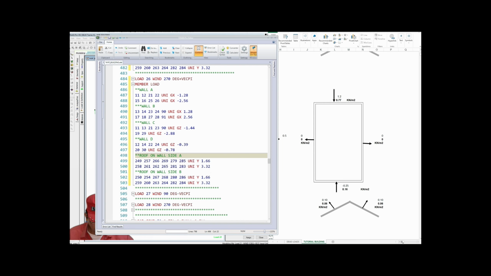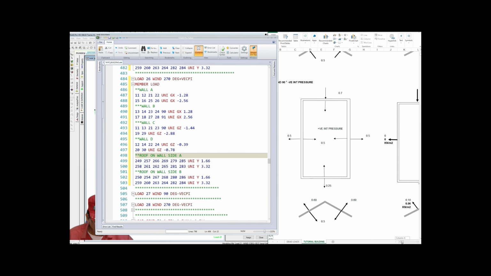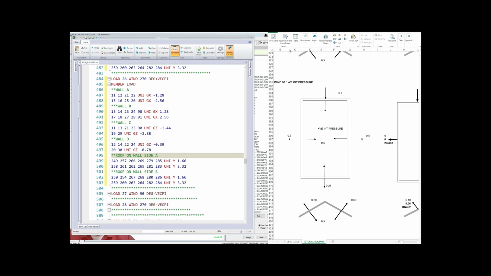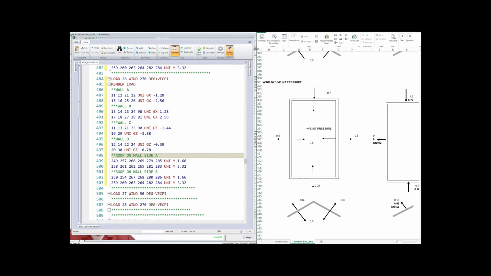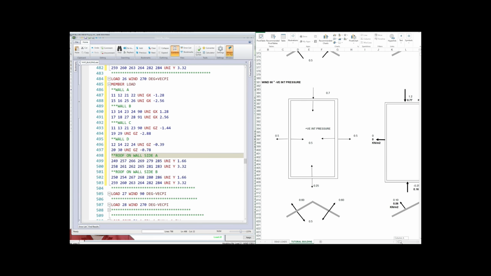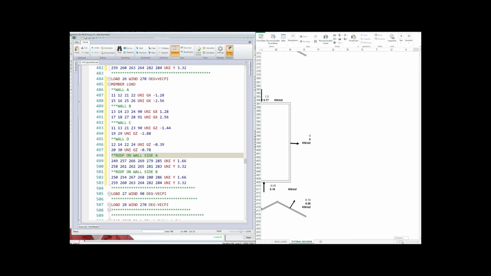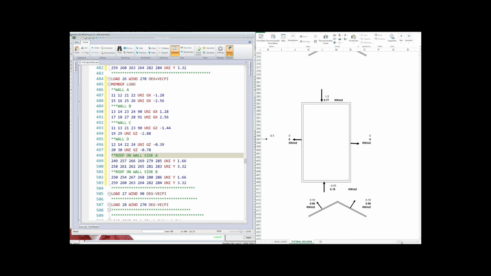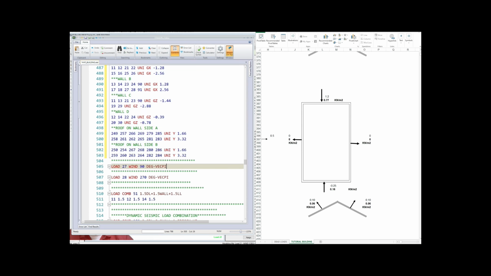So for this, this is wind 90 degree. Wind 90 degree with negative interior pressure, the pressure works out to be like this. So let us copy this load member, load case 26, copy it here.